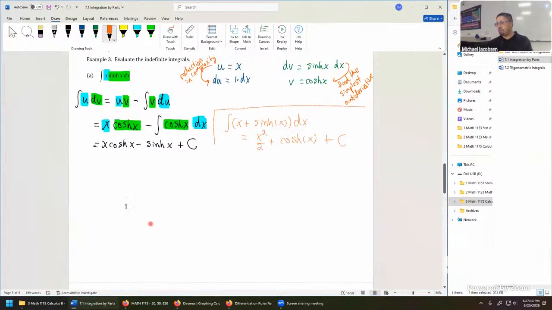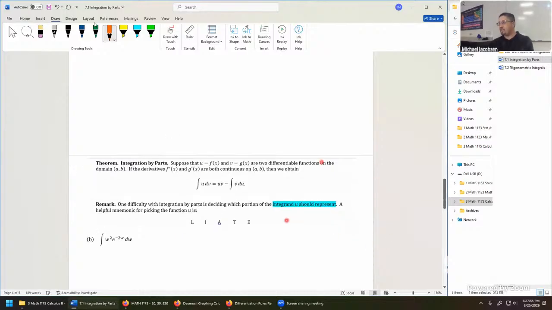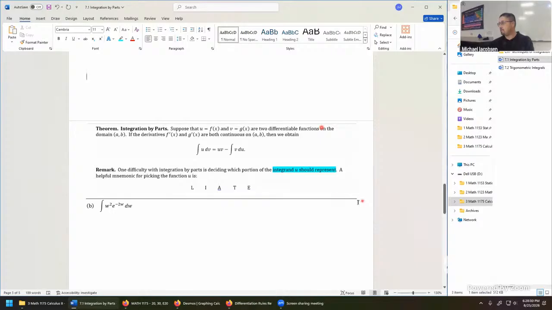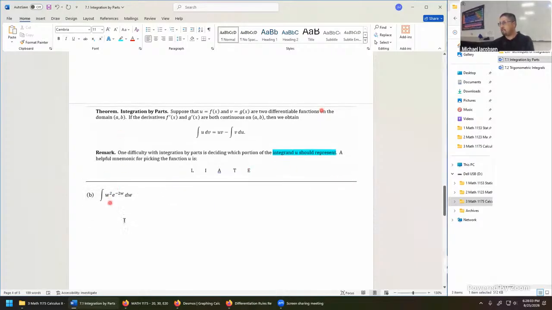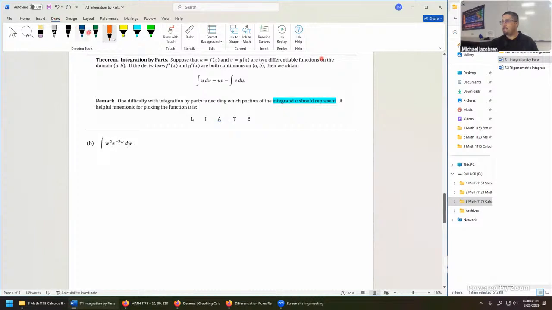I guess we probably should not try to cram it in here. Let's go to a whole new page for the next example. Here's our part B, w squared e to the power negative 2w. We were just looking at this, so here it is again for easier reference. So in looking at how to start this one off, let's begin by writing down our handy table.